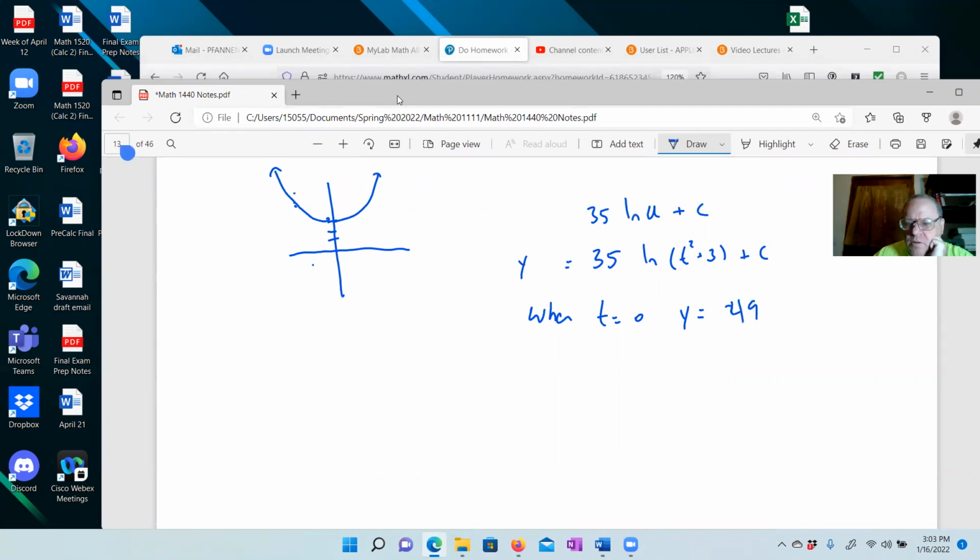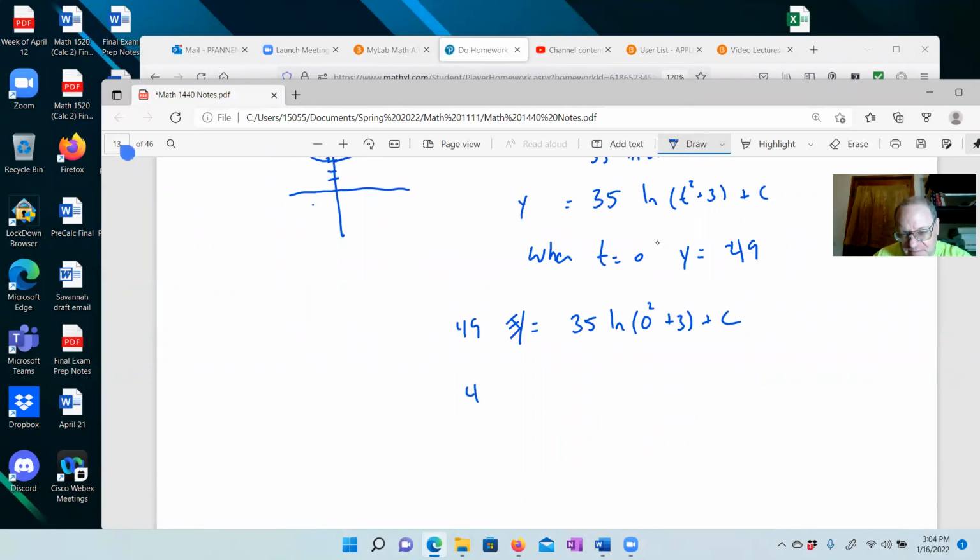So what we're going to do here is say y is equal to 35 times the natural log of, you can put in the 0 squared, I'm just doing it to show you what's going on, plus 3, plus c, and this is equal to 49. So we've got 49 equal to 35, 0 squared is 0, so we have natural log of 3 here, plus c.